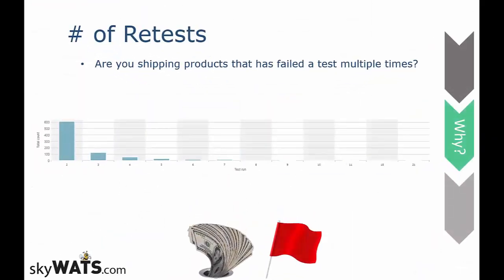One of the reports also lets you see in what test run the products actually passed. In this example, using real data from an undisclosed contract manufacturer, we see that about 600 products passed the second test. The red flag, though, is that there were actually some products that did not pass before the 21st attempt. Not necessarily something you want to ship to your customers just because you have a passed test in the end.